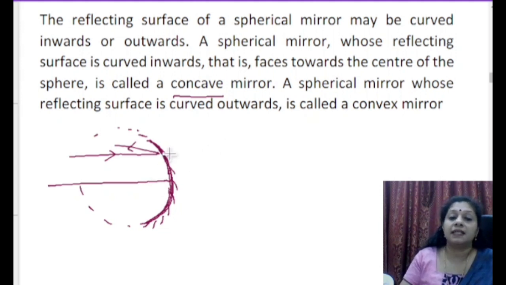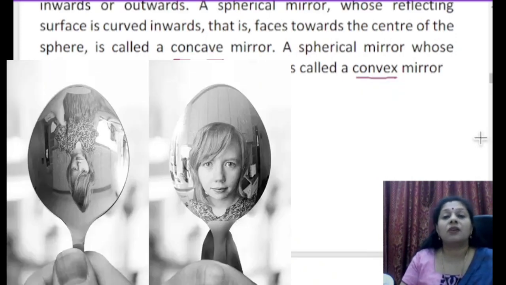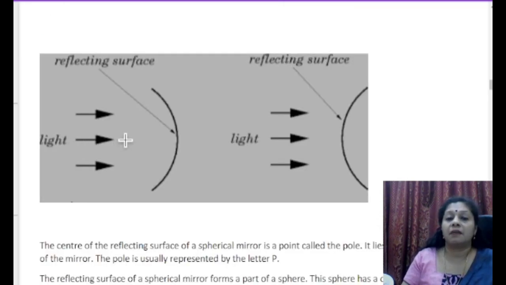Whereas if the reflecting surface is the other side, for example, the same mirror, if I take this side, here light is falling, then getting reflected. This is curved outwards, bulging outside. So an outward curve, outside reflecting, is convex, and inside reflecting is concave. If you take a spoon also, it has concave and convex sides. Imagine light is always coming from the left side. So here the reflecting surface is curved inwards. Here it is bulged outwards. So which mirror is this? Yes, concave. And which mirror is this?